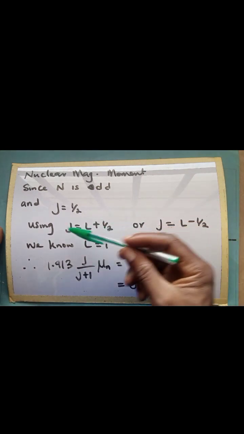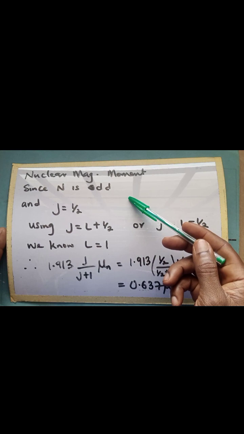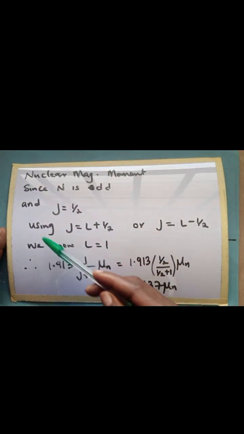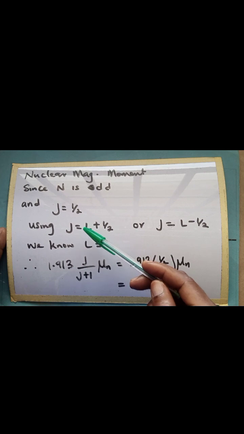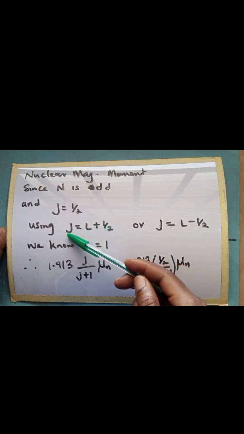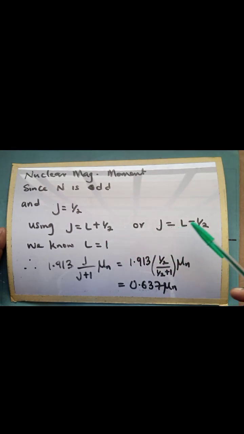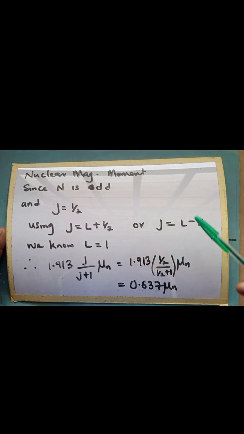Now we have the nuclear magnetic moment. Since N is odd and J is equal to half from our calculation, let's use this one or this. Since we know that our L is equal to 1, if I put 1 here, 1 plus half will give me 3 over 2, which does not match. If I put 1 here, 1 minus half will give me half, which matches this one. So I'm going to use this expression, which we brought out in our previous slide.